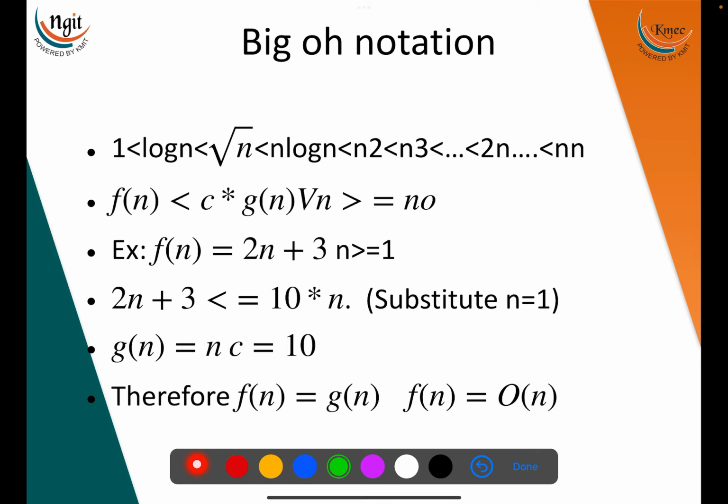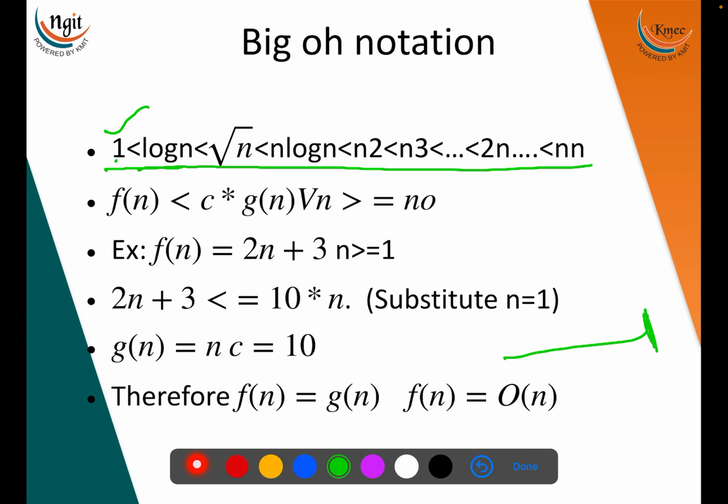Now let's see, these are the actual time complexities of algorithms. Our algorithm may require constant time, as we saw in the linear search best case, where it takes only constant time, or it may take log n time. When you are not going till the end of the list and find the element in the middle place, that is n by 2. If you apply logarithm on both sides, you will get log n, correct? Now square root of n, n log n, n square, n cube, 2 power n, n power n, all these are different complexities of an algorithm.